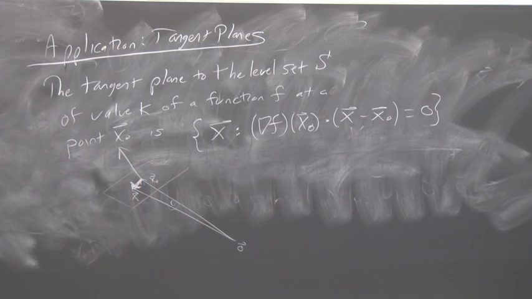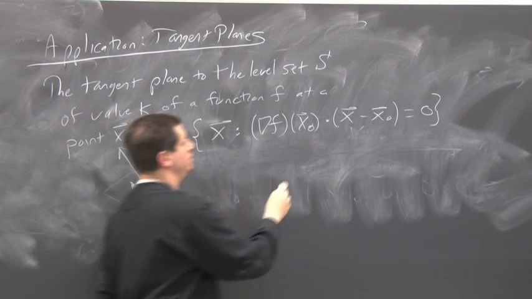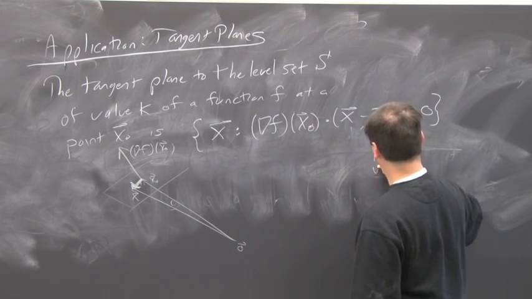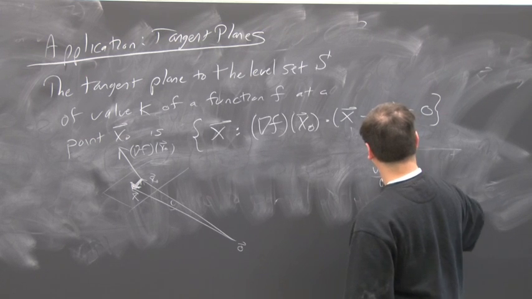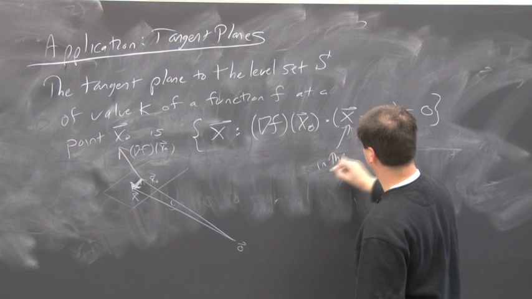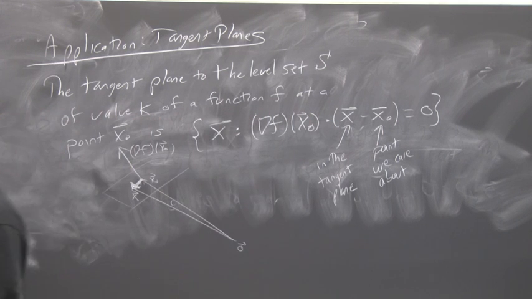And so what I'm basically saying is, if I stay in the tangent plane, then I have to be perpendicular to the gradient of f at the point x naught. So this x naught is the point we care about, and x is in the tangent plane. So this is exactly the same formula we've had before. This is just reinterpreting that formula in terms of things we've seen today.